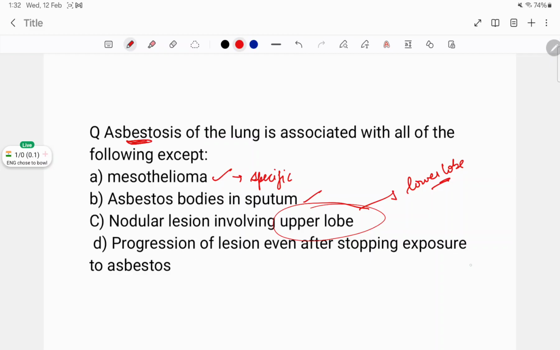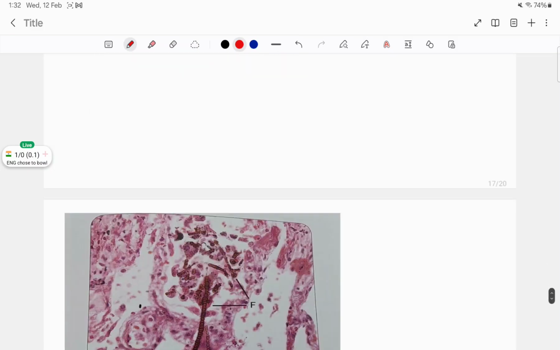Progression of the lesion even after stopping exposure to asbestosis. Yes, progression of lesion occurs. That is why even after 25 to 40 years, you can see bronchogenic carcinoma and mesothelioma in patients with asbestosis. So these are important points.